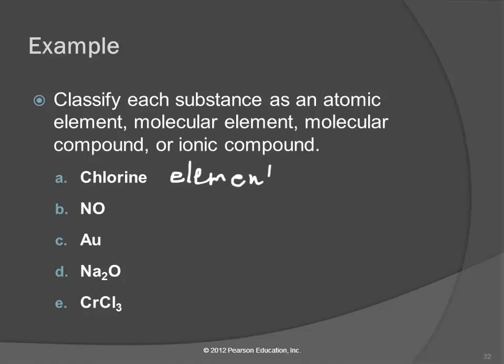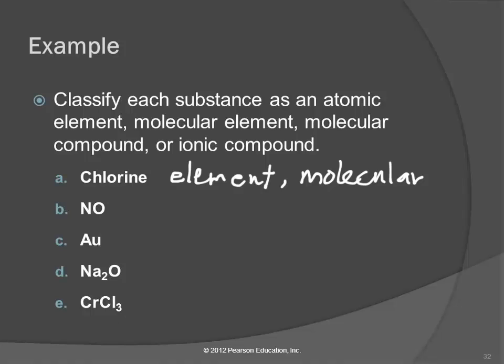Is that an element that's found as atoms or molecules? The Cl, chlorine, is clear. Horses need oats for clear brown eyes. This is a molecular element.